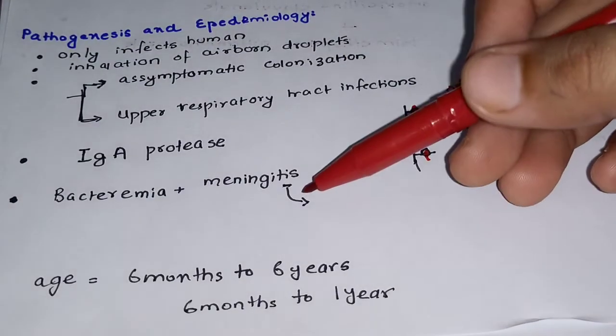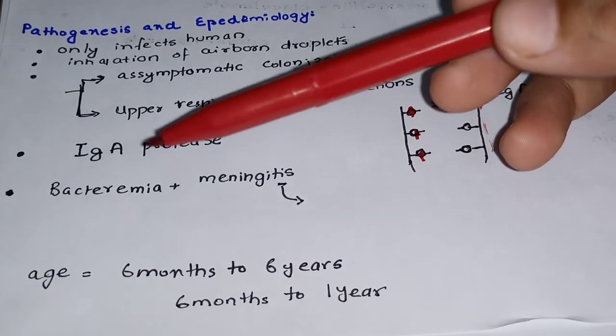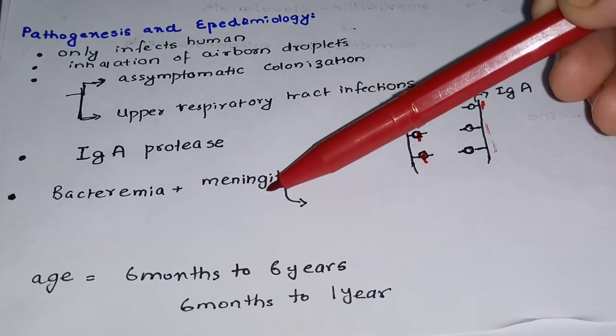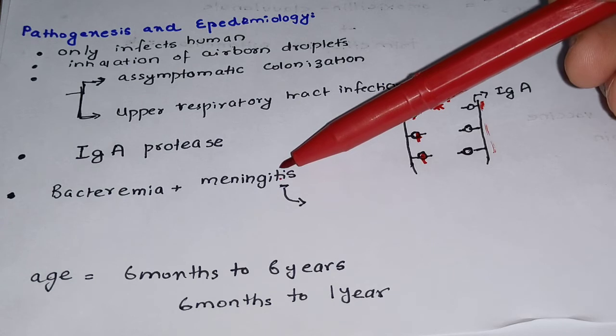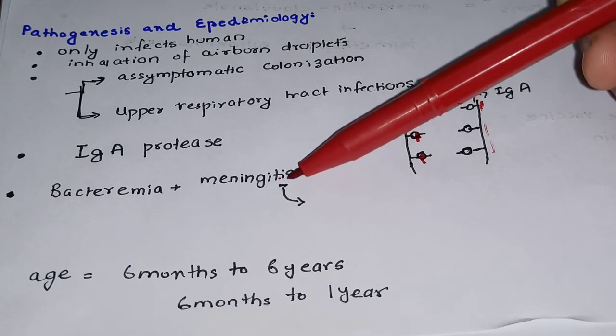Then, if there is an infection of the upper respiratory tract, these organisms can enter into the blood, and from the blood they can spread to various organs. They will enter into the meninges and cause meningitis. But usually meningitis is caused by capsulated bacteria, we have already discussed.